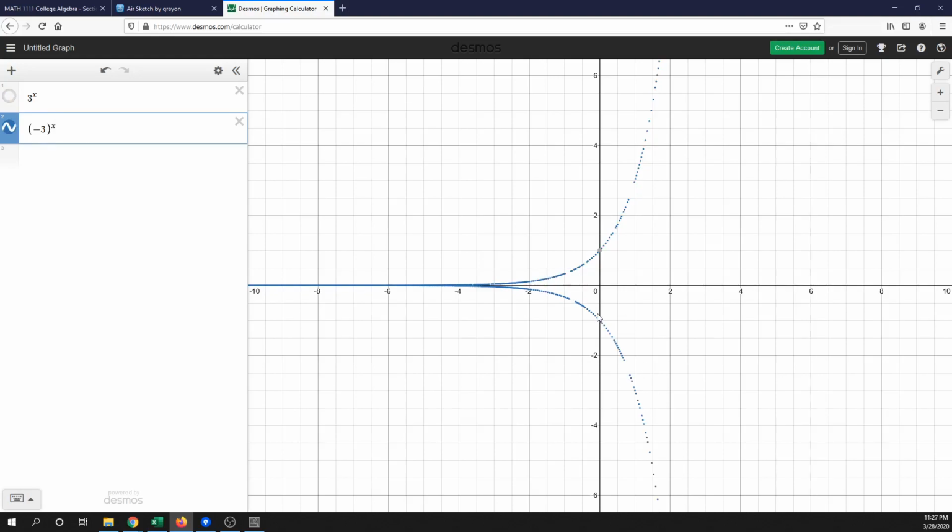All right, so you can see it's a bunch of dots and things that look like that. And the reason for that is because, like I said, if I take minus 3 and raise it to the second power, that's fine. I get 9. Negative 3 times negative 3 is 9.